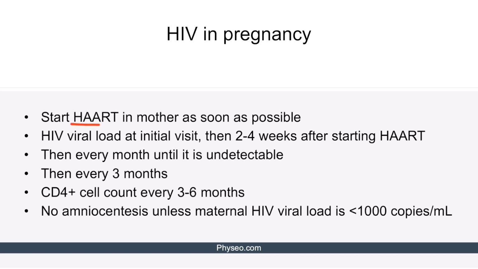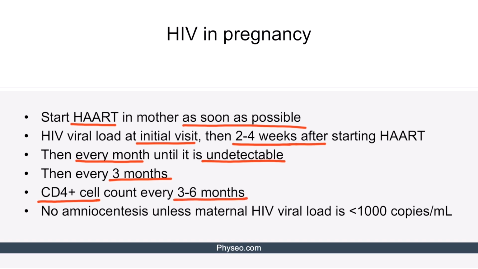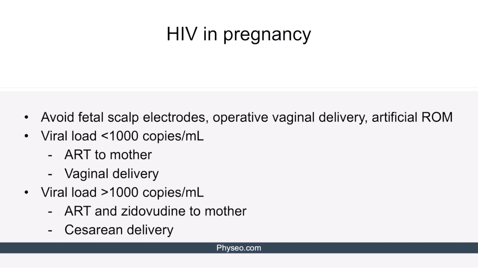HIV-positive pregnant women should start HAART as soon as possible, and we should check the maternal HIV viral load at the initial visit, then 2 to 4 weeks after starting HAART, then every month until the viral load is undetectable, and finally, every 3 months. And CD4 positive cell count should be monitored every 3 to 6 months. And we should avoid amniocentesis unless the HIV viral load in the mother is less than 1,000.